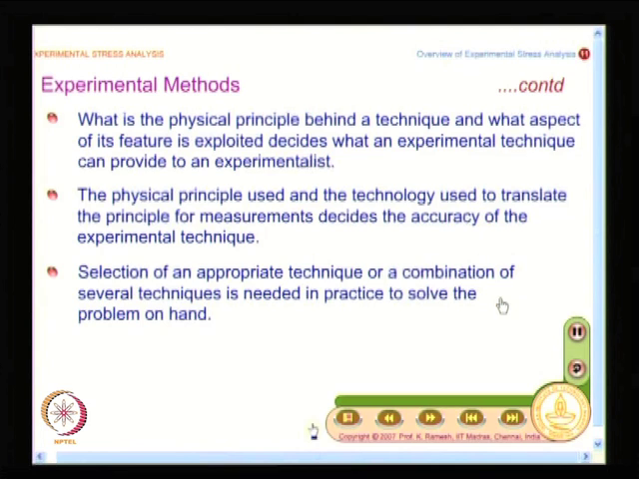And as I have mentioned earlier, the physical principle behind a technique and what aspect of its feature is exploited decides what an experiment can give. So, I need to know the physics behind it. Another aspect is that the physical principle used, and the technology used to translate the principle into measurements, decides the accuracy of the experimental technique.